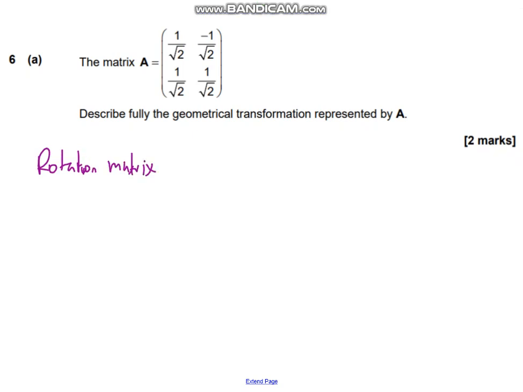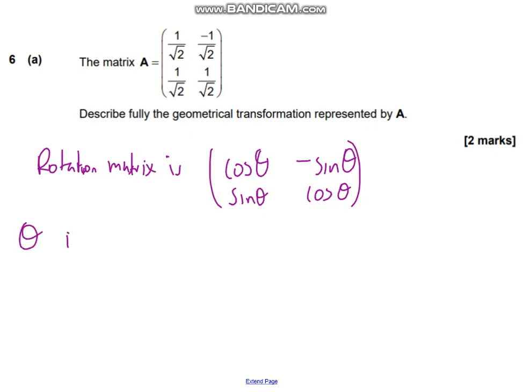So this has got to be assumed knowledge. We've got to know this. So cos theta, minus sine theta, and sine theta, cos theta. So then that will mean that, and of course, just a little reminder, theta is anti-clockwise about the origin.